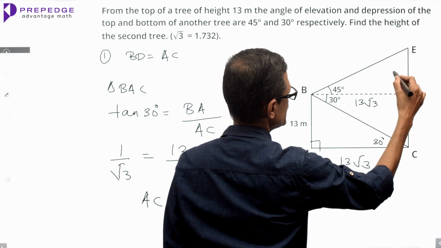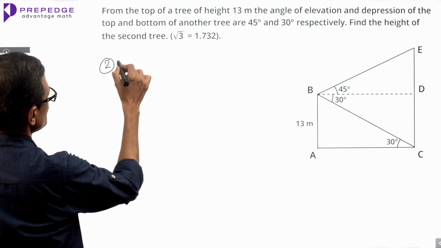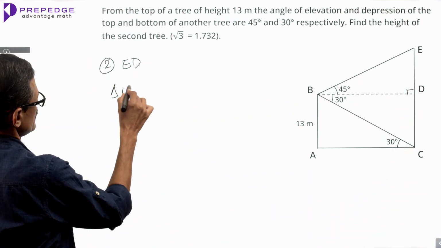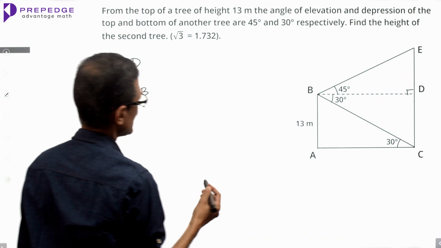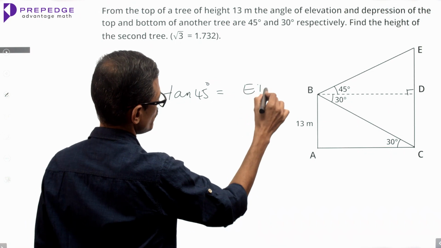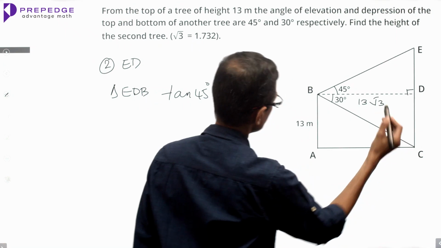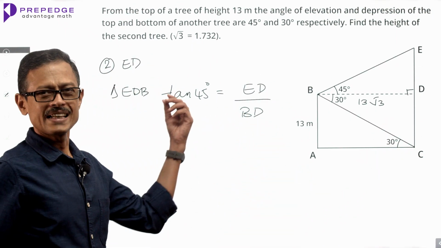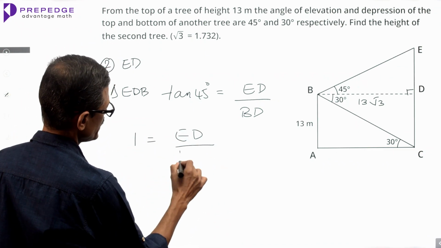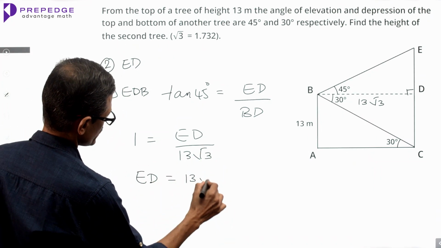Step 2, compute the value of ED. We are going to look at right triangle EDB, where we are looking at angle 45. I'm going to use tan because we're trying to find ED, which is the opposite side. We know the measure of the adjacent side BD, which is equal to 13 root 3. Tan 45 is given, so life is very simple. Tan 45 is equal to 1, which is ED divided by BD, whose value is 13 root 3. So ED is equal to 13 root 3.